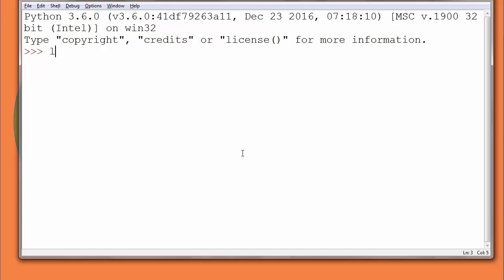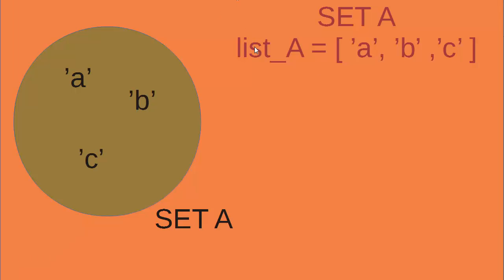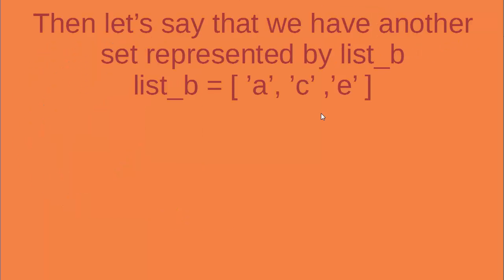Okay, now let's define our list A and populate it with elements A, B, and C, as shown in this example. Okay, let's go back to the slide. So now we have our list A with elements A, B, C.